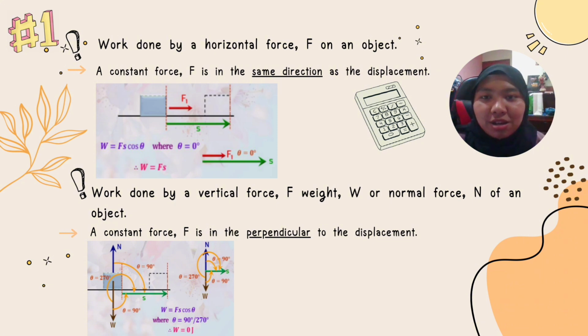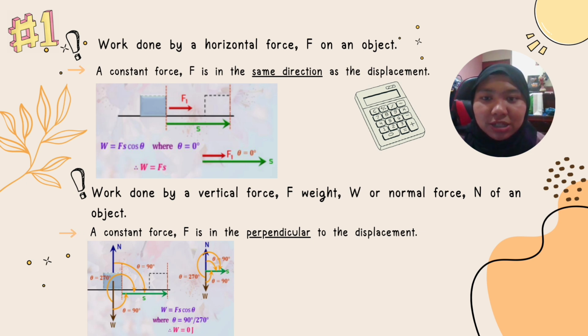First of all, work done by a horizontal force F on an object. A constant force F is in the same direction as the displacement. So if the displacement goes to the right, the force is also in the same direction. W equals F s cos theta, where theta equals 0 degrees. It means that W equals Fs.